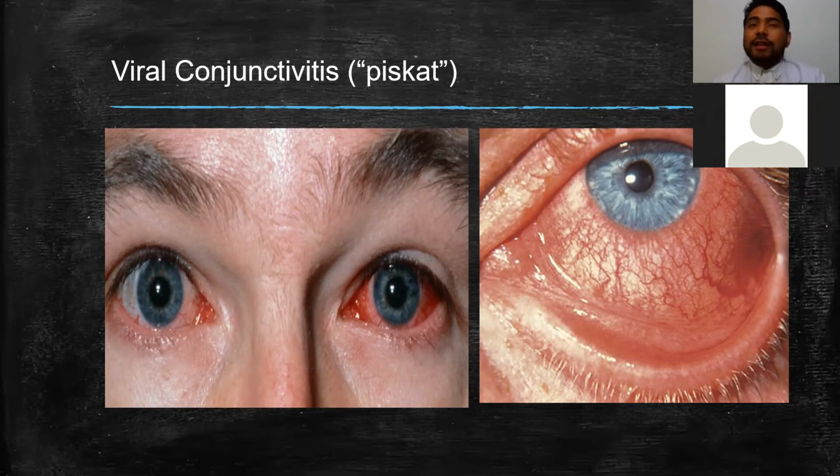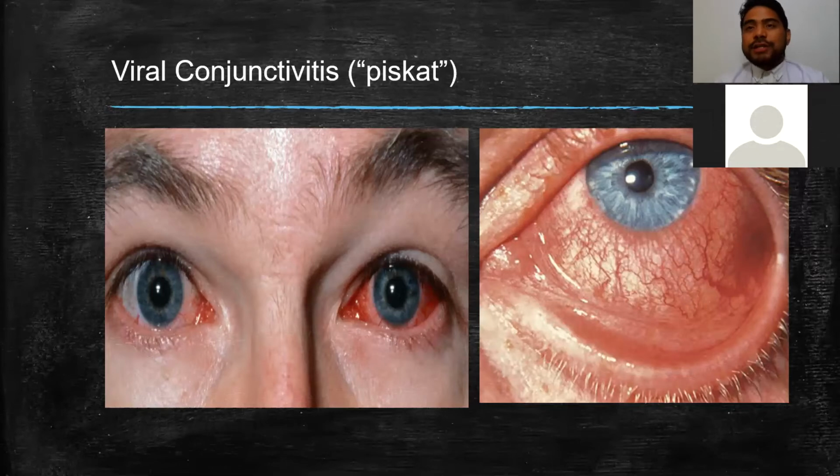So, viral conjunctivitis or piscat is a viral infection of the conjunctiva. Usually this condition affects both eyes. The patient usually experiences eye redness, discharge especially in the morning, tearing, and itchiness of the eyes. Important also to remember, usually with piscat, both eyes are affected.